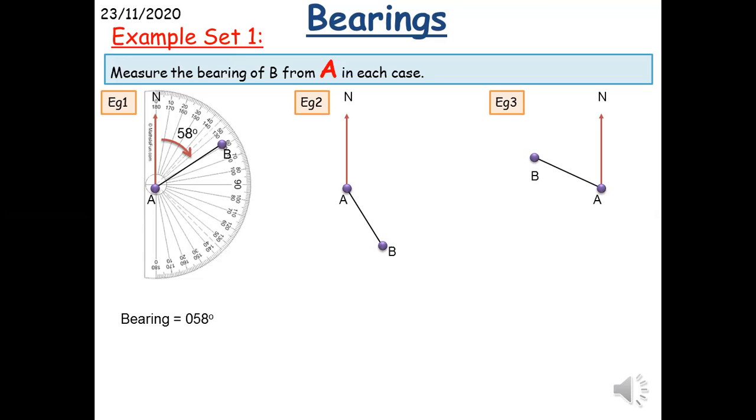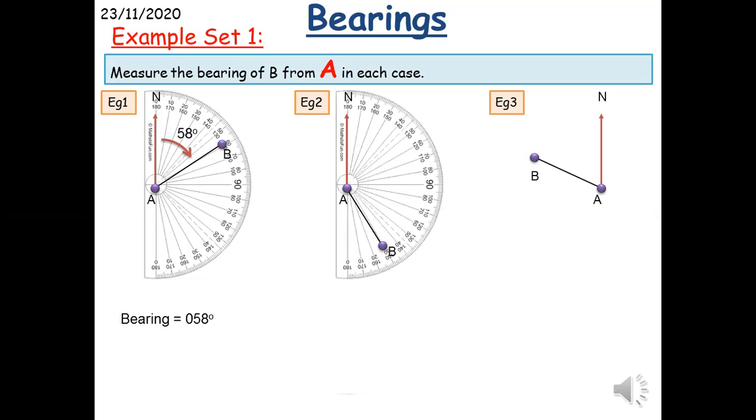Let's try again. Put the center of the protractor on point A. Put the line joining the center and 0 on the north line. Start measuring clockwise. This angle is 150 degrees. So the bearing is 150 degrees.